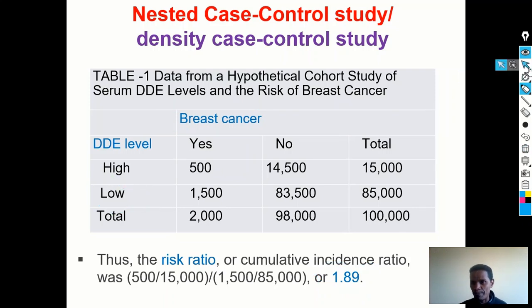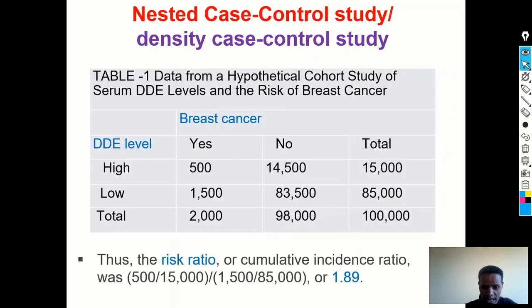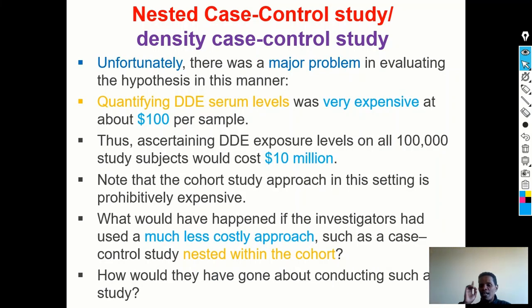That is a conclusion. But this is not the issue. The problem is, let me go back to the previous slide. The problem is not in the previous slide, rather in the next slide. The problem is, unfortunately, there was a major problem in evaluating the hypothesis in this manner. Why?